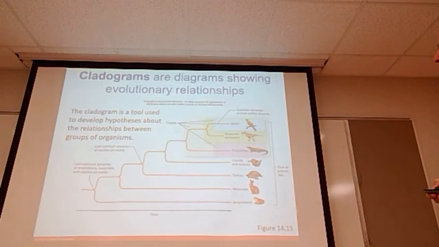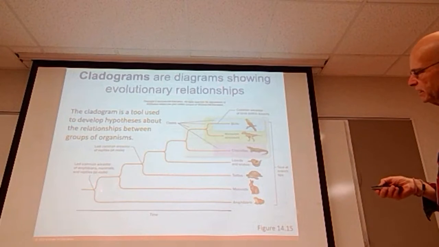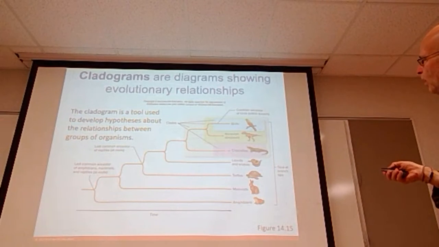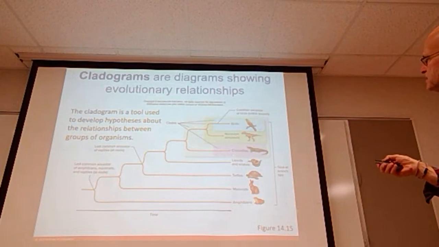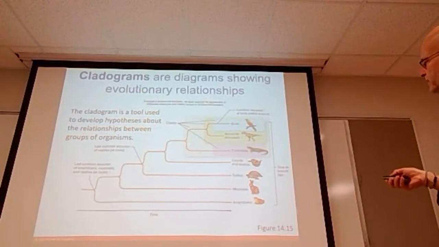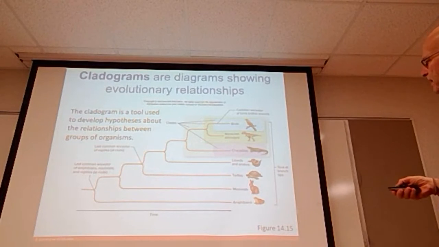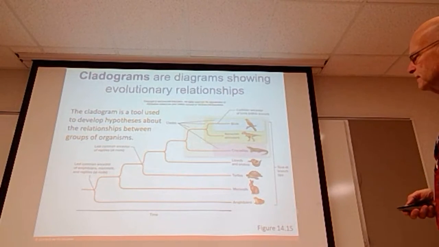Cladograms, again, are diagrams showing evolutionary relationships. Each little break here will represent what it is that separates the crocodiles from the birds and the non-avian dinosaurs. Well, that's what this break is. What separates crocodiles from lizards and snakes? That's that break. What break is it that separates the turtles from all of these? Well, it's whatever happened there. What separates the mammals and then the amphibians?